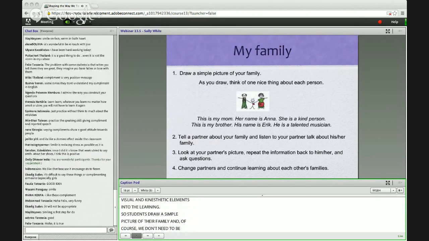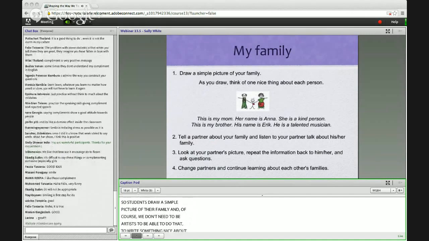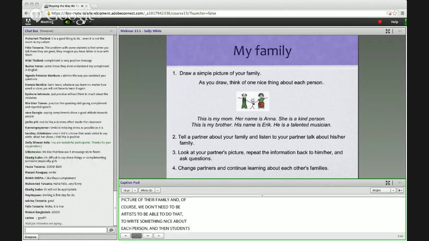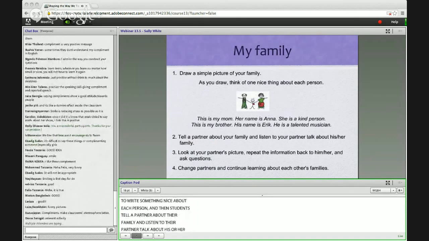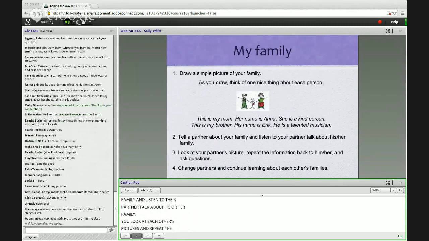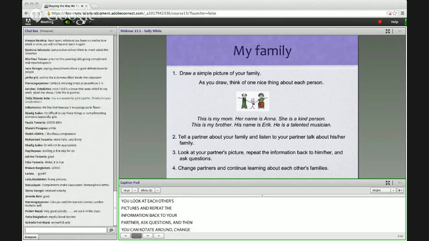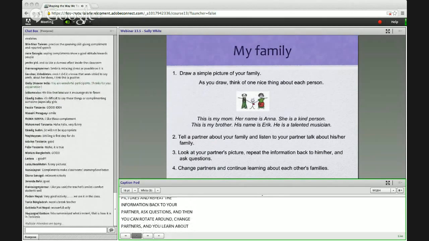Write something nice about each person, and then students tell a partner about their family and listen to their partner talk about his or her family. You look at each other's pictures and repeat the information back to your partner, ask questions, and then you can rotate around, change partners, and you learn about each other by doing this, and it's enjoyable. So the language focus here can be descriptive adjectives.